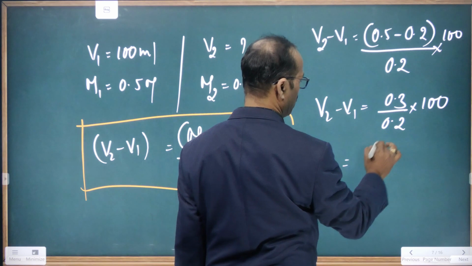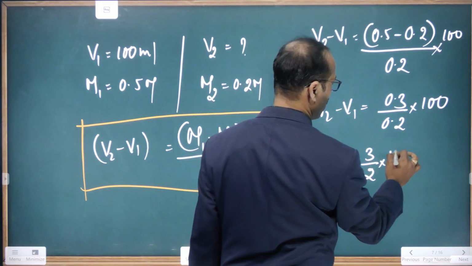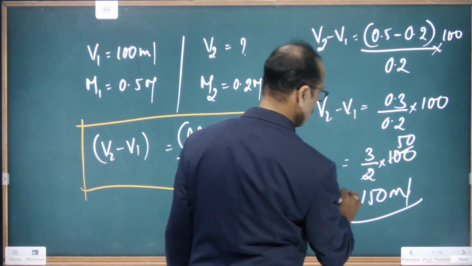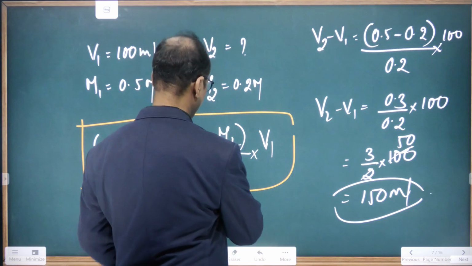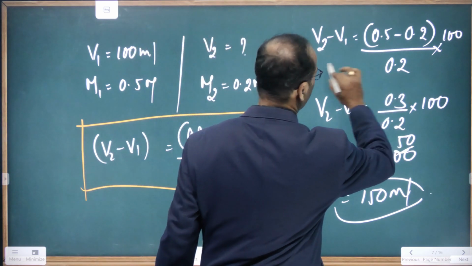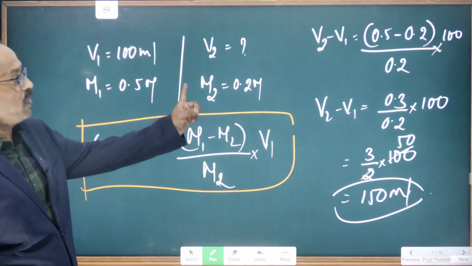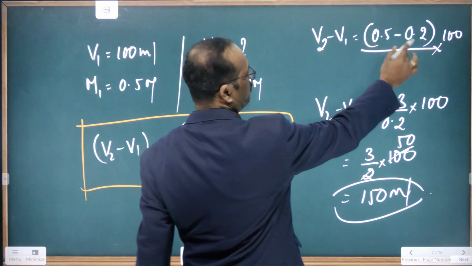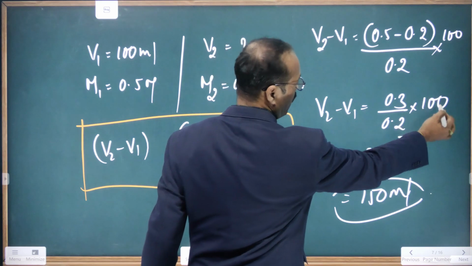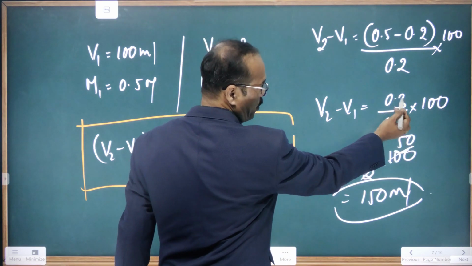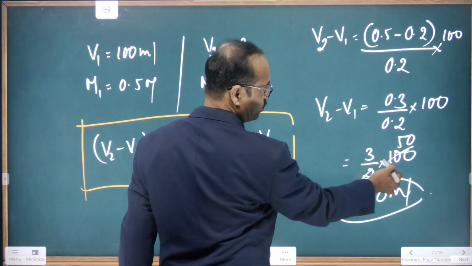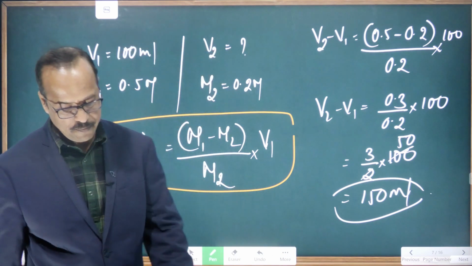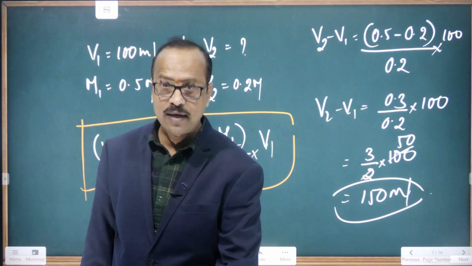Right, so now I think it will come. So 3 by 2 into 100. 2 fifties are 100, 3 fifties are 150, so 150 ml. Right, so here I made a mistake in substituting. Here M2 is 0.2, but I had written 0.5 there. So 0.5 minus 0.2 divided by 0.2 into 100. Then 0.5 minus 0.2 is 0.3 divided by 0.2 into 100. Now 0.3 has one digit after the point, and here also one digit, so this becomes 3 by 2 into 100. So 2 fifties are 100, 3 fifties are 150. So 150 ml is the right answer, students.